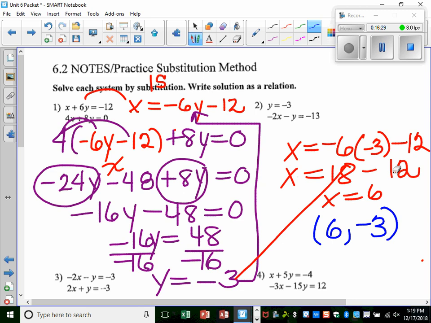That's the process. Now, obviously, it took me a little longer because I'm going step by step, making sure you understand when you're reading what you're doing. It will go a lot faster once you learn the steps. Okay?